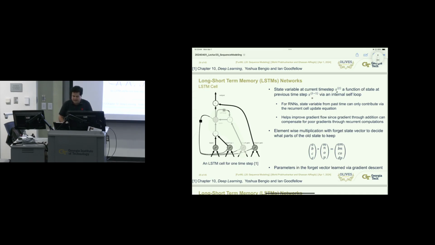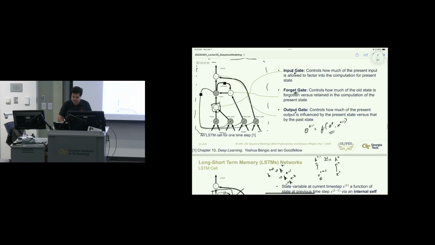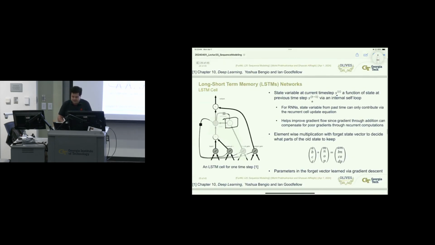Now, we have another gate here, which is called the forget gate, which is this portion. So just to be very clear, this is the input gate. This here was the forget gate, and this was the output gate. So looking at the forget gate, it's basically looking at the current input and all the previous states or the previous inputs.